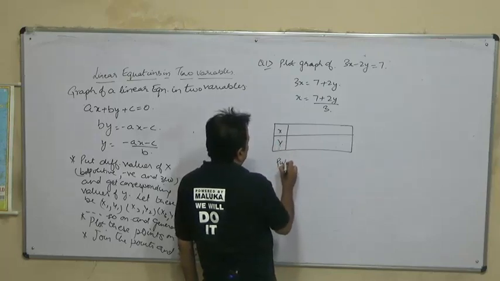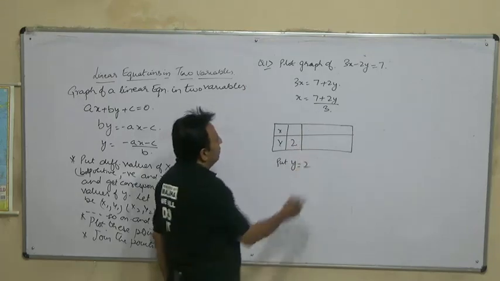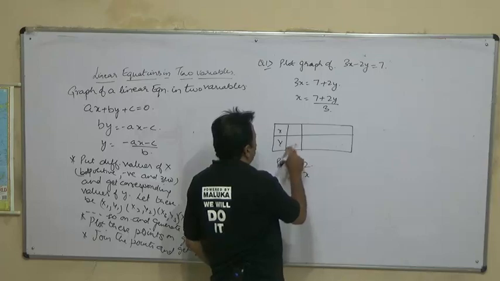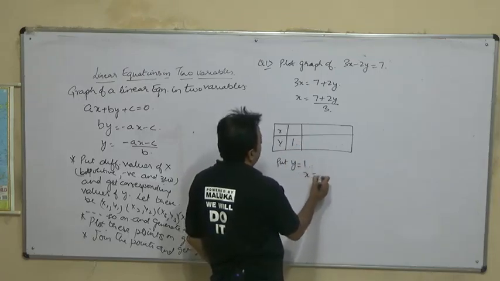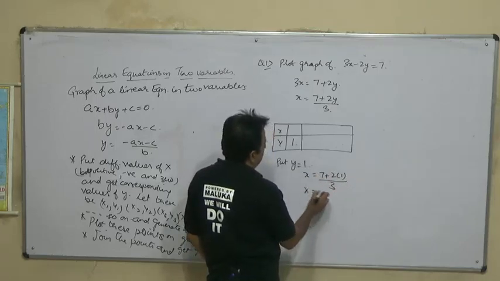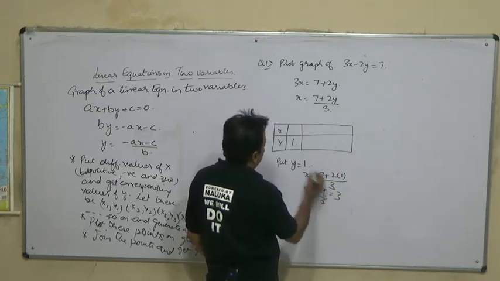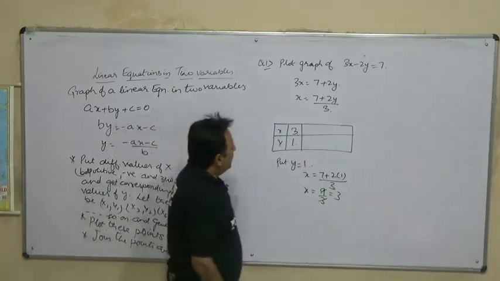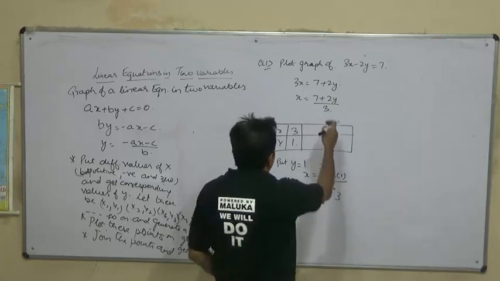First we will find the values and then write them in the table. Put y is equal to 1. So x will be equal to 7 plus 2 into 1 upon 3. So x will be equal to 7 and 2 is 9 upon 3, this is 3. x will be 3. Okay. Then next, what we will put here, let y be 3.